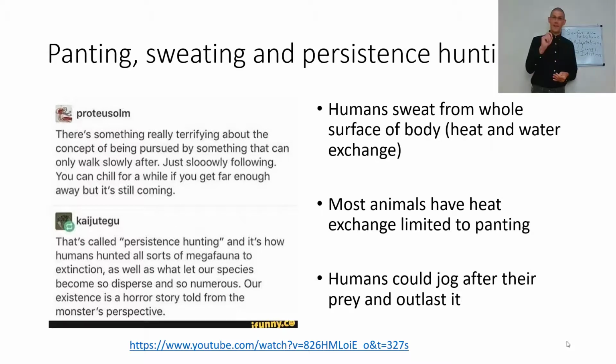This is horrific sci-fi. That there is an organism out there that just kind of jogs after you. And you can wait, you can slow down, but it'll eventually catch up to you. This is persistence hunting. It's hunting just with the mind and the legs, 2 of our greatest attributes as humans.